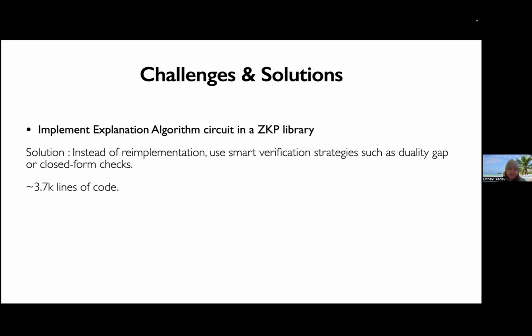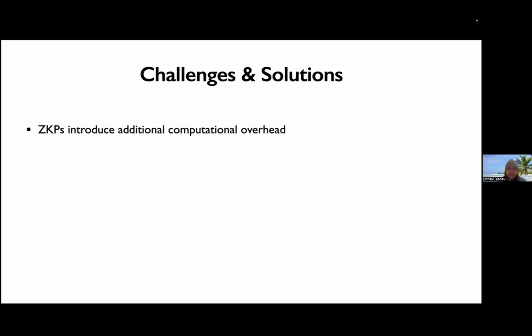As a result, we write some 3.5K lines of code to transform the algorithm into a circuit. Another challenge is that ZKPs introduce additional computational overhead. Usually they are very, very slow. In our paper, we are only able to run it for small neural networks, and we also run it for some random forests, but it's not LLM scale.